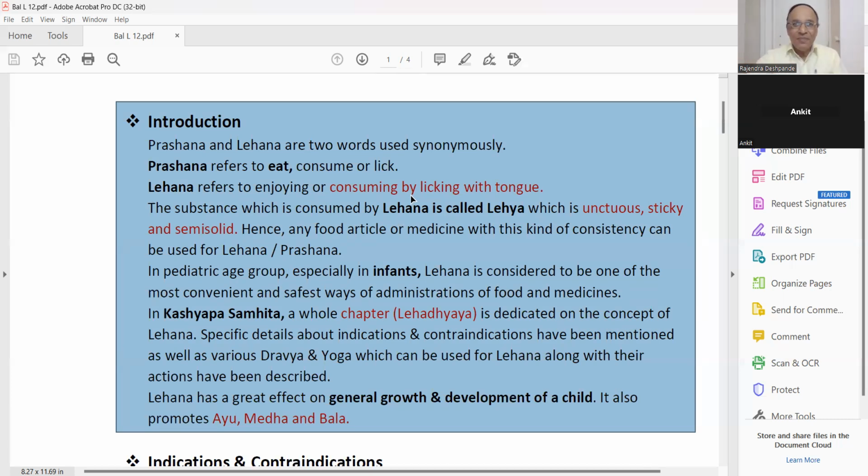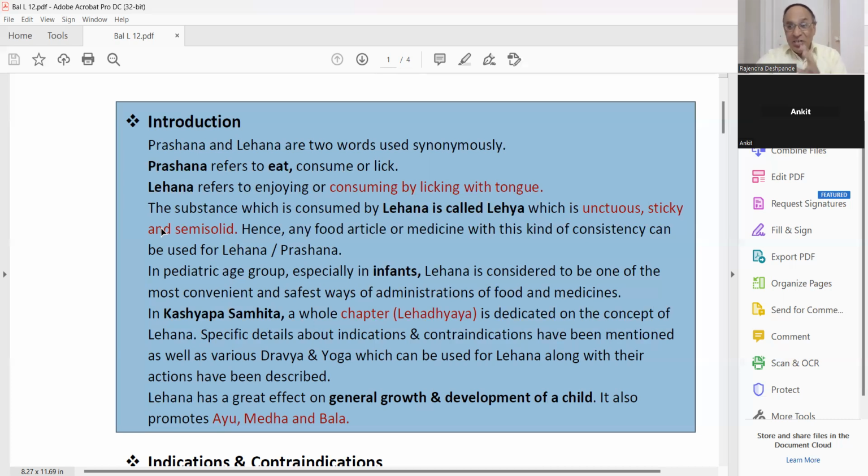That is Lehana. The substances which are consumed by Lehana are called a Leya substance. Leya. Okay. These substances are snigdha in Sanskrit. Little bit fatty, little bit oily, and also little bit sticky. Of course, you can always remember the honey is a Lehana.